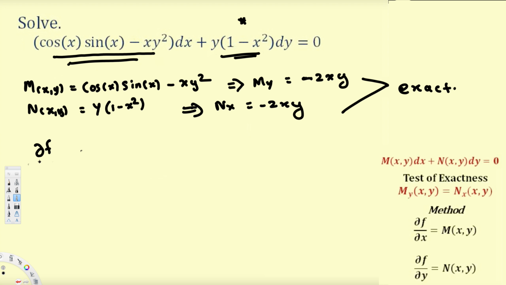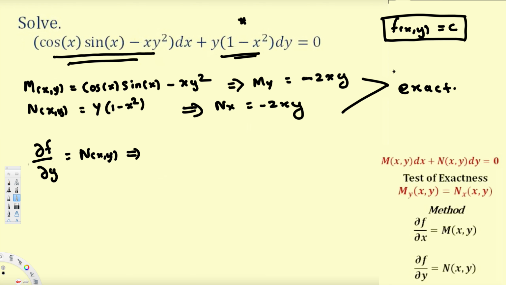Partial derivative of f with respect to y is equal to N(x,y). The next step is to integrate this with respect to y and see what value we get. That's going to be our f(x,y). After we find f(x,y), we equate it to c, and that's going to be the final solution. Let's see what we get.